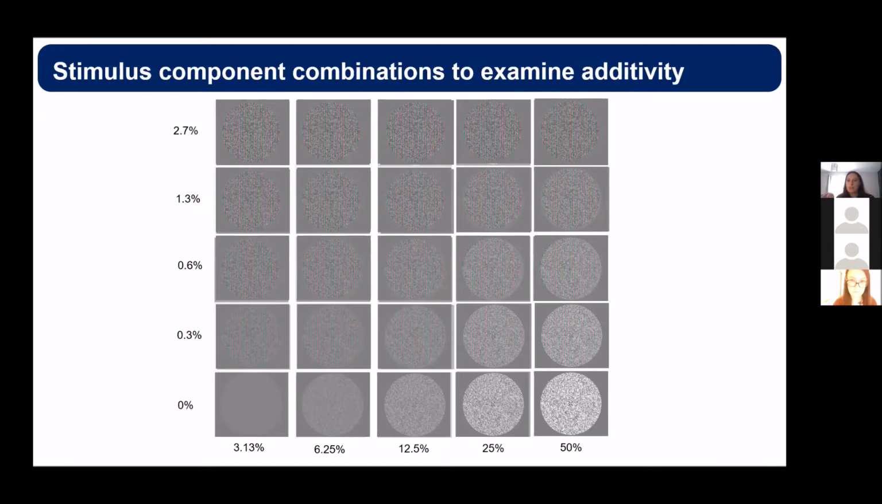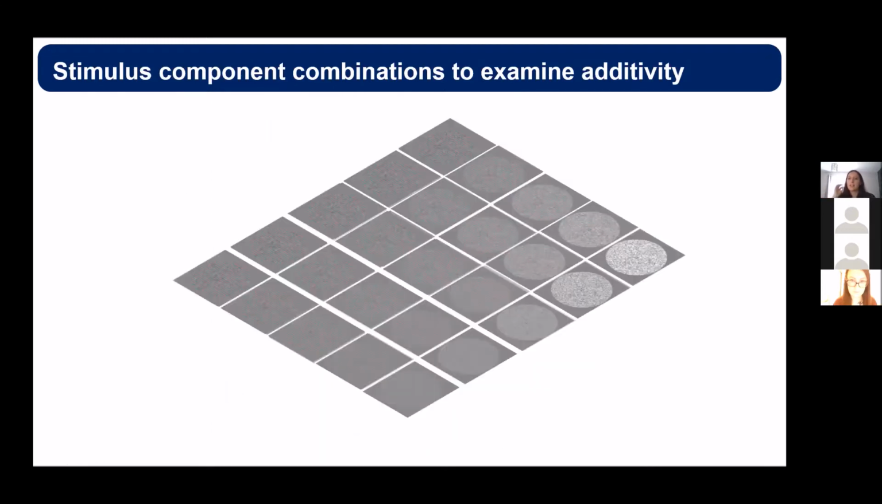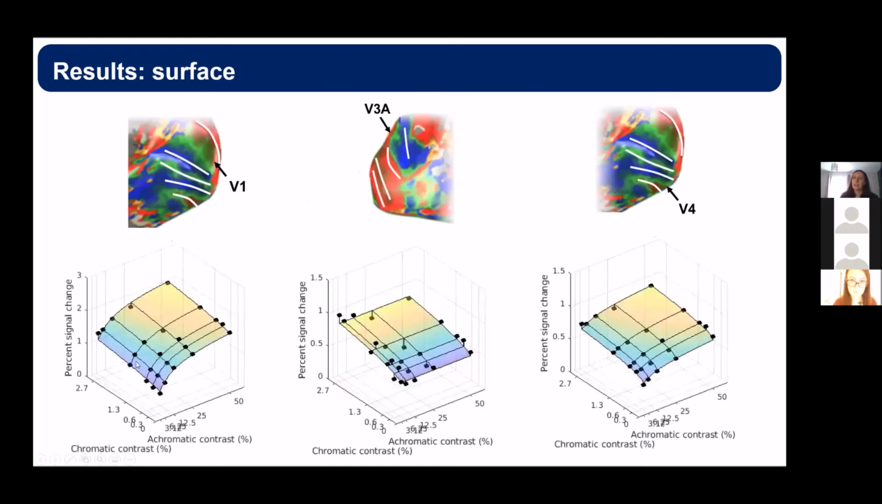So if I twist this around like this, this is how my first graph will be shown, just to orient you. So achromatic contrast going up in this direction, chromatic contrast going up in this direction. So here are our results. We have our 3 areas, V1, V3A, and V4. So if I just bring your attention to the V1 graph here so I can explain what these graphs represent.